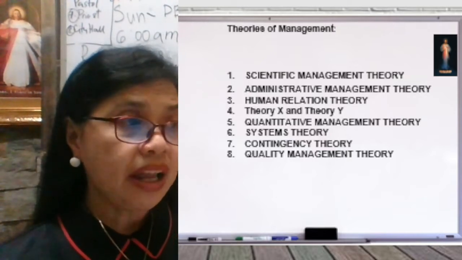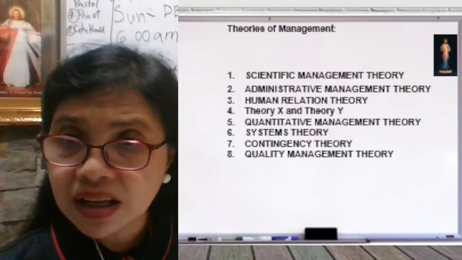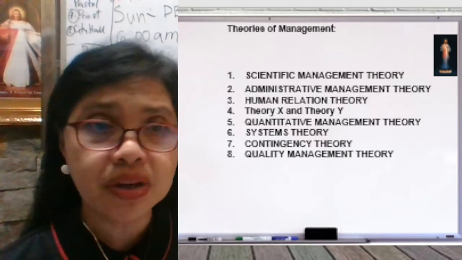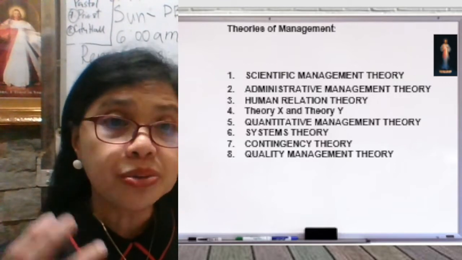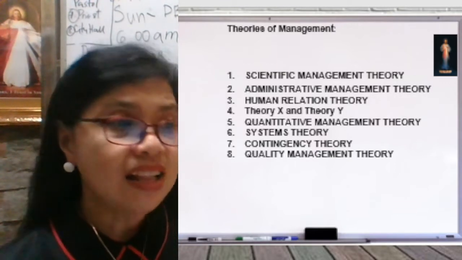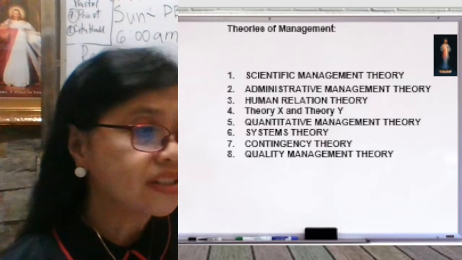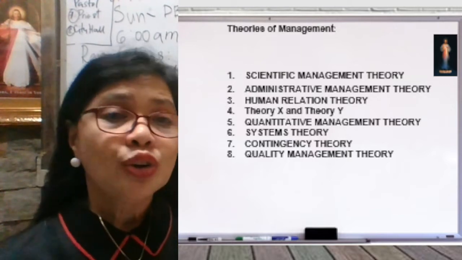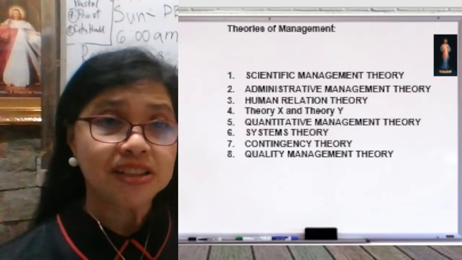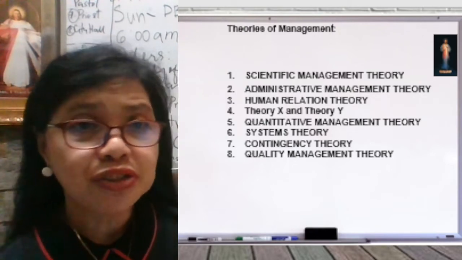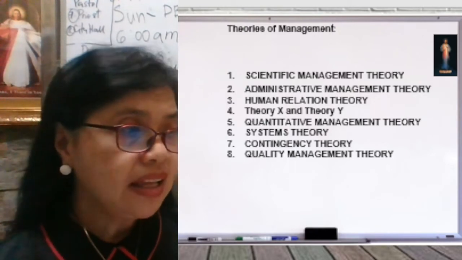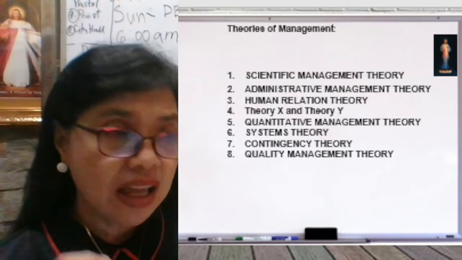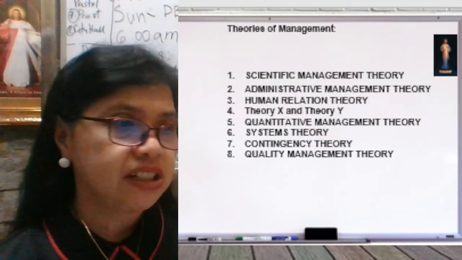So that's the theory X and Y. Then we have the quantitative management theory. When we say quantitative management theory, this uses what? Statistical analysis, computer simulations, okay, for them to arrive at management decisions. So this is more complicated because they need data. They need quantitative data to support their decisions.